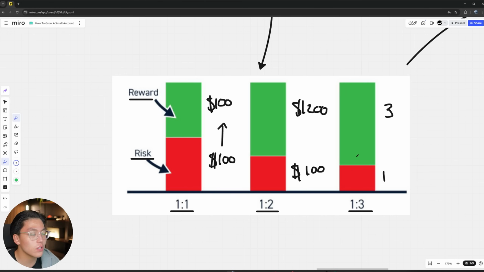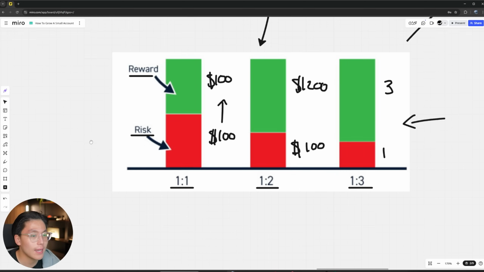So if we're looking at this risk to reward ratio chart, of course, we would like to aim for a higher risk to reward ratio. But based off our previous chart, we can see that generally speaking, if we have a higher risk to reward ratio, we're gonna have a lower win rate. If we have a higher win rate, we're gonna have a lower risk to reward. And what a lot of people don't get about risk to reward, especially when it comes to trading options, is that it's not gonna be fixed.